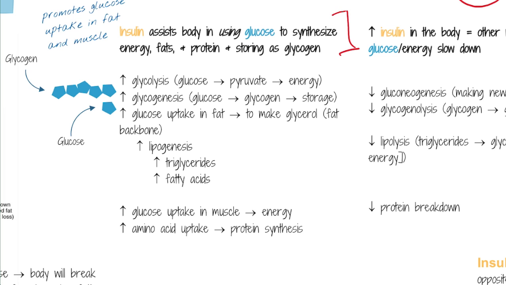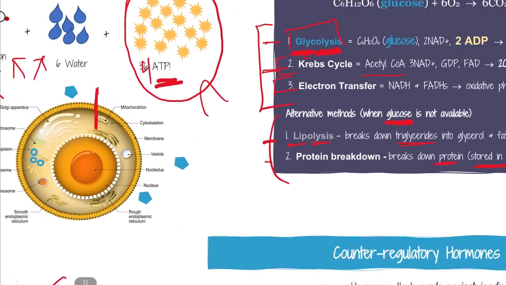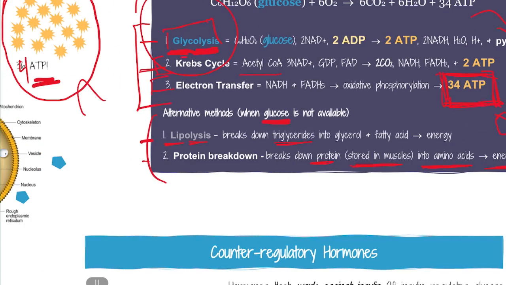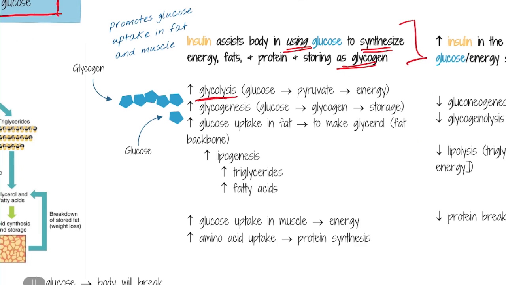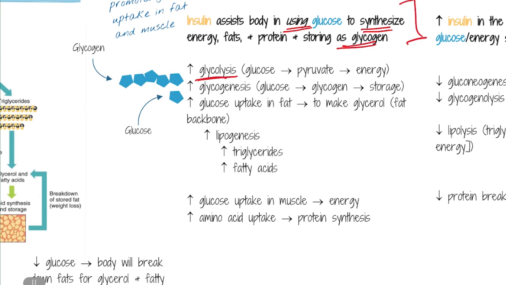It assists, as we've just talked about, the body in using glucose to synthesize energy, fats, protein, and store them as glycogen. That seems like a little bit confusing, right? So let's look down here. The first thing that insulin does in the body is it performs glycolysis. If that seems like a familiar word, it is, because again, it's the first step of cellular respiration. So what it's doing is taking the glucose that's in the blood and using it to create energy.